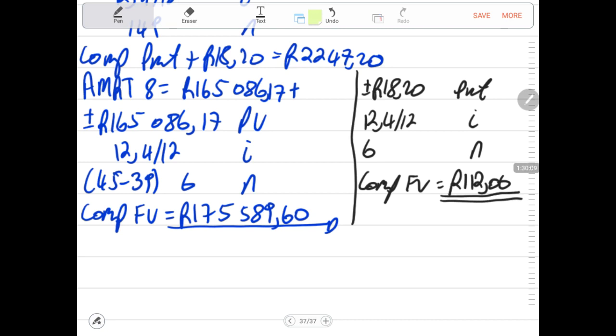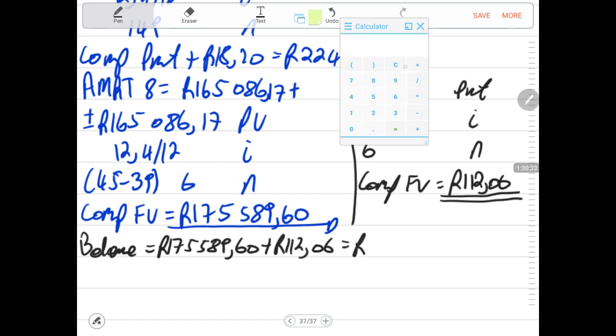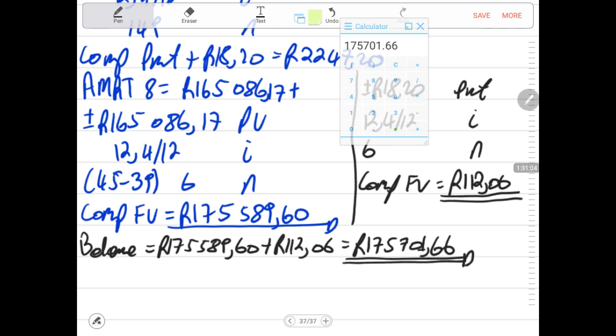So now this is what will be in the account at the end of this period. So the balance that we are going to have will be a sum of 175,589.60 plus 112 rand, 6 cents. Then let us look at that: 175,589.60 plus 112 rand, 6 cents. Then the balance that is in the account before the next payment is 175,701.66. So this is the future value at the end of the 6 missed payments.